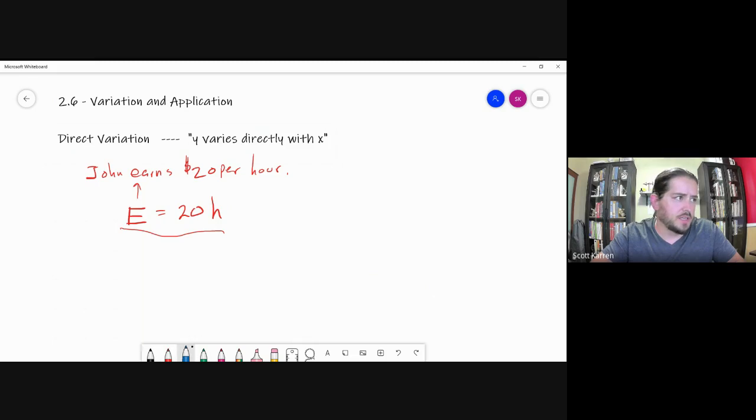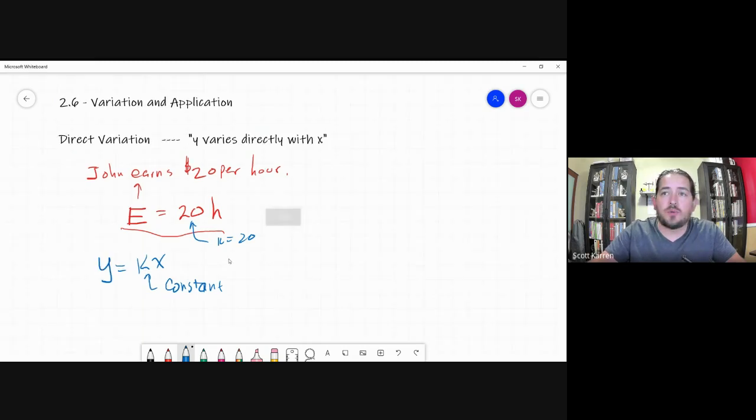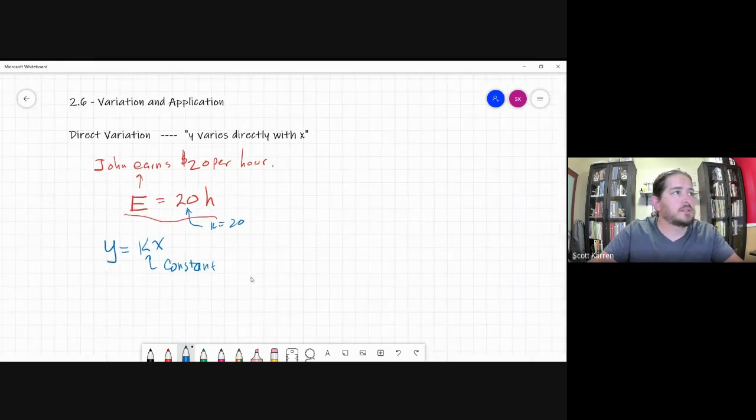A lot of times you'll see it as simply y equals k times x, where k is some constant for that problem. In this problem that we had, k was 20, right? So a lot of times you might have to actually figure out what k is, but it's going to be the same value throughout that problem. When you go to a different problem, it's probably going to be a different k, but you can consider it constant for the problem you're working on, right? So sometimes we have to figure out what k is before we can answer the question that they ask us.